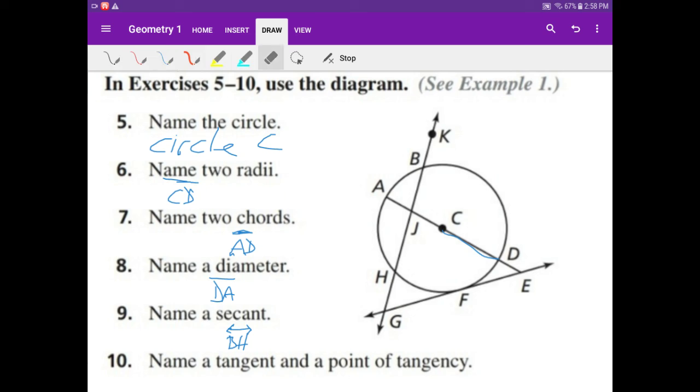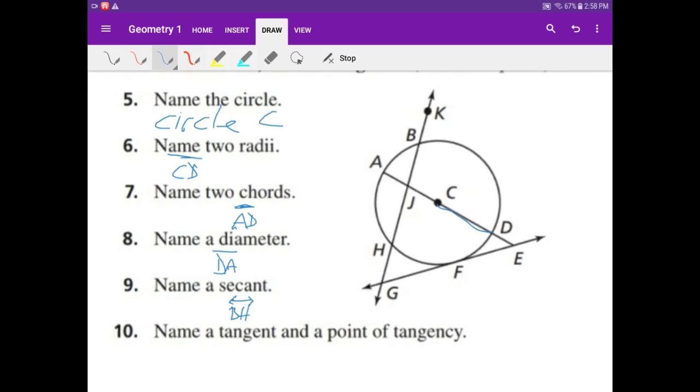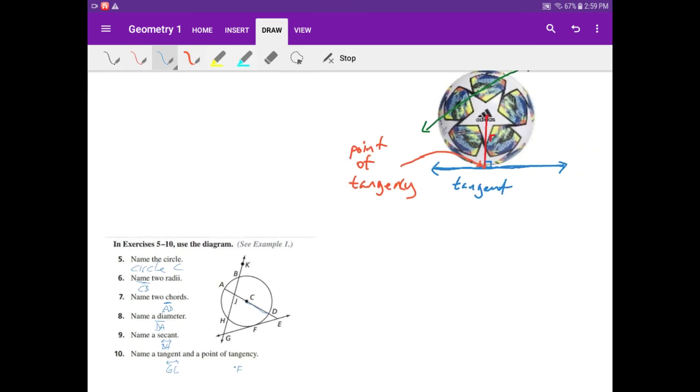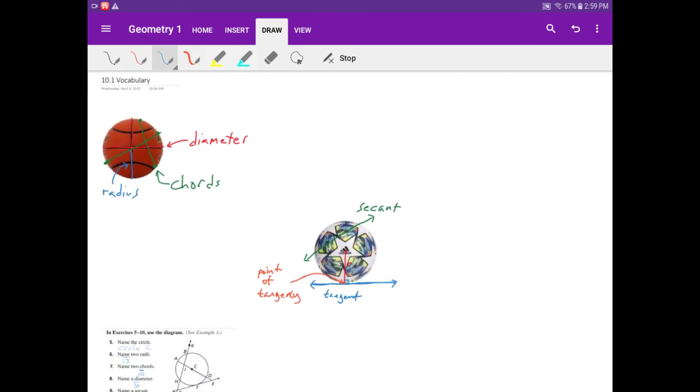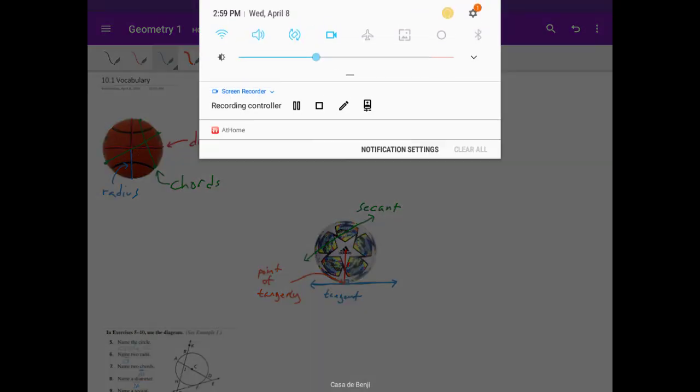I'm going to erase this. And the last thing, name a tangent and point of tangency. So GE is a tangent. And the point of tangency is point F. Okay, that is it. So that's chapter 10.1 in your textbook, which is the beginning of circles.